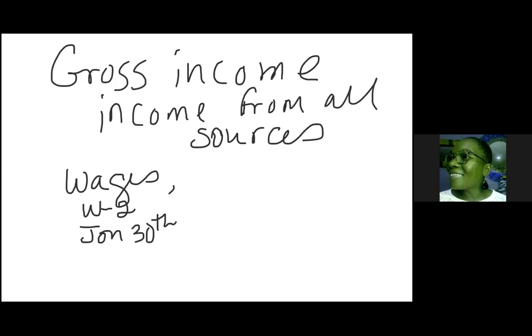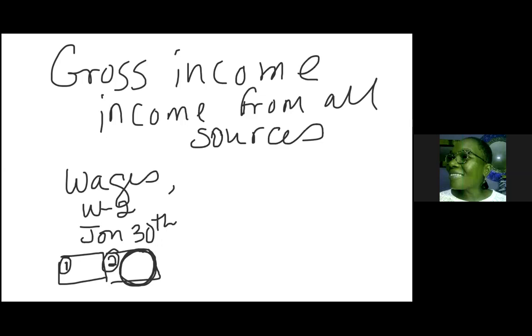Now, how do you know? How do you have an inkling that you're going to get a refund? Look at box number 2. When you look at that W-2, guys, you have a box number 1, you have a box number 2. If you pay taxes to the government, if you look at box number 2, there's a possibility you could get some or all that money back.